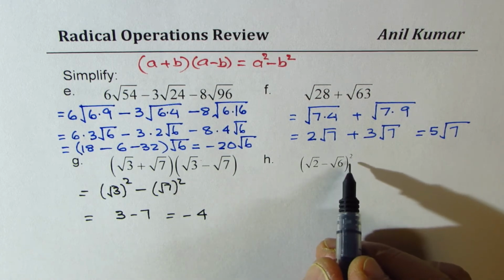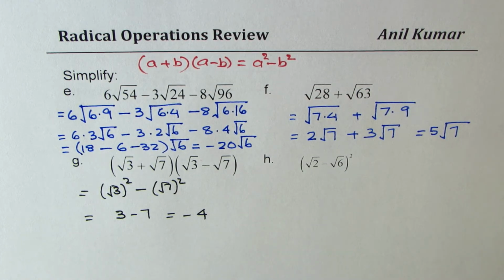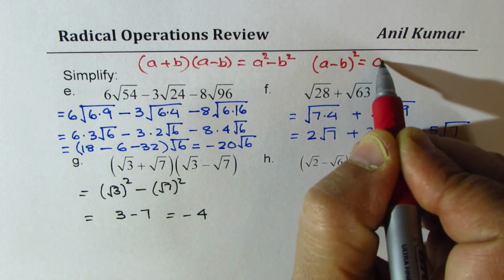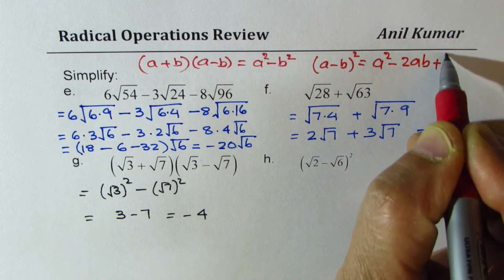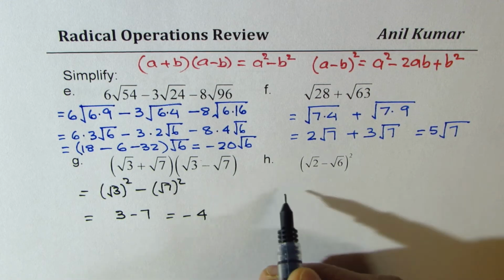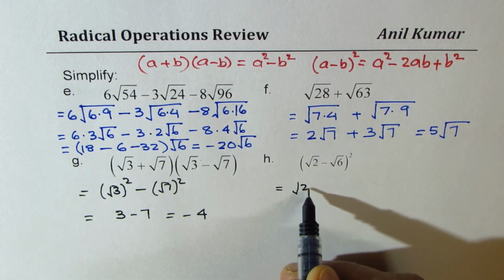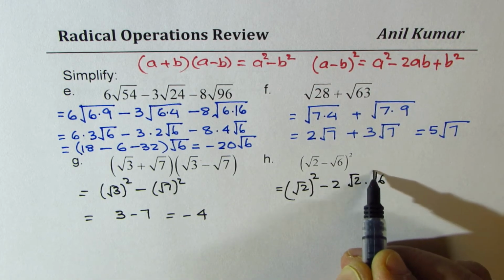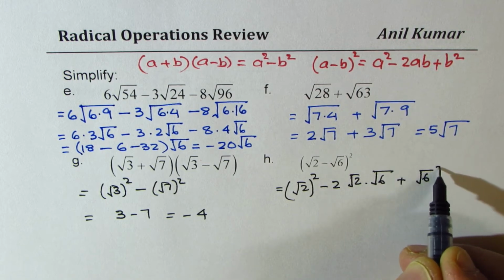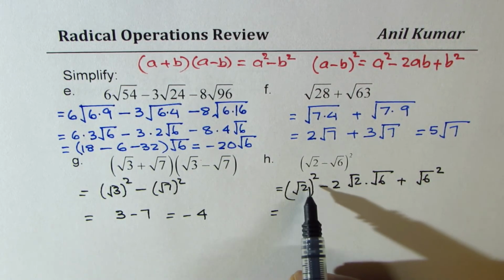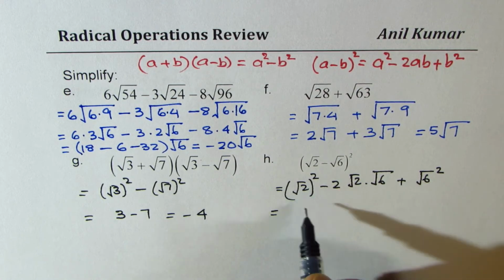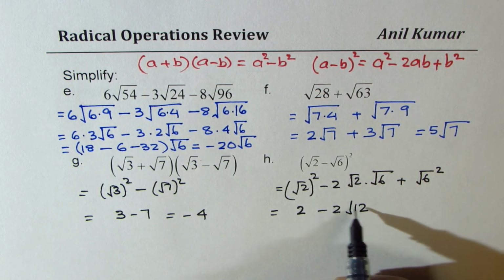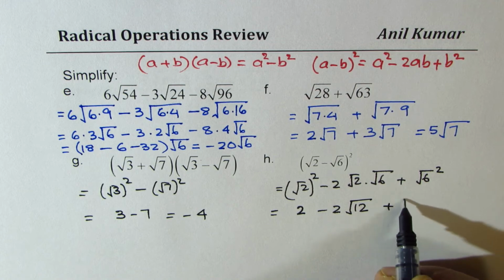Now in the second one, it is a perfect square, right? So you could again apply a formula, which is (a minus b) whole square is equal to a square minus 2ab plus b square. So a is square root 2 for us. So we get square root 2 whole square minus 2 times square root 2 times square root 6 plus square root 6 square, right? Now square could be written in either of these ways. Square root 2 whole square will leave us with 2. And here we get minus 2 square root of 2 times 6, which is 12. And we get plus 6.